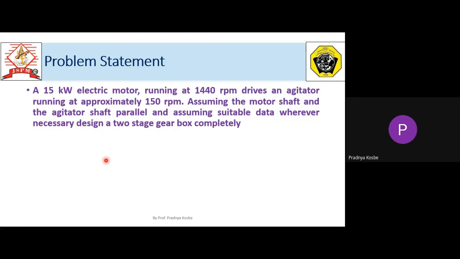Then what assumption you have to make? That motor shaft and agitator shaft are parallel to each other. Correct? Parallel means the only possible arrangement over here is either spur gear or helical gear. Remember that, because when two shafts are parallel to each other, we can use only two types of gears, that is spur gear and helical gear.